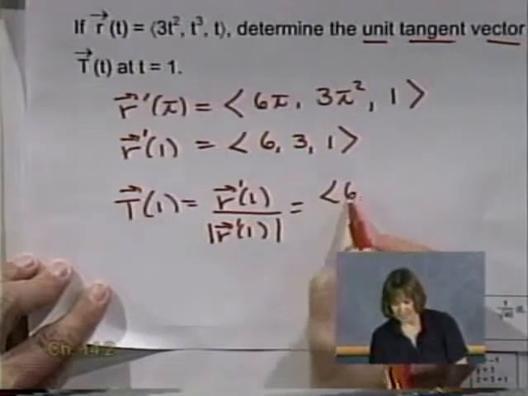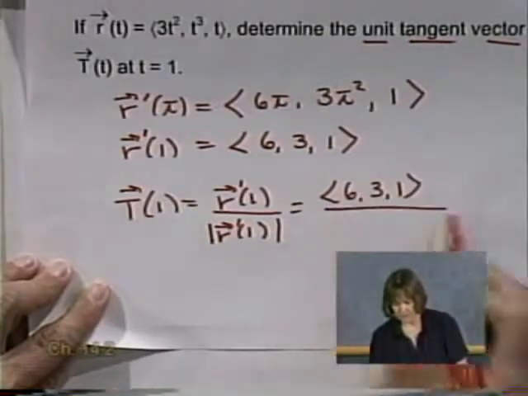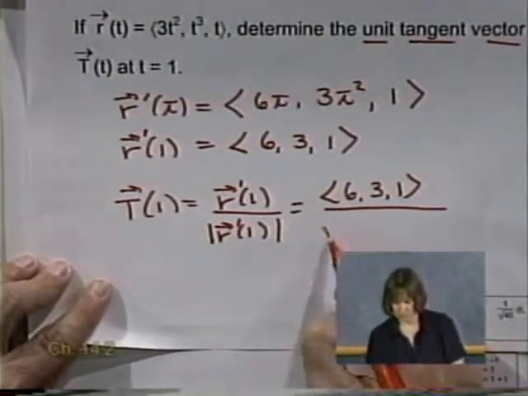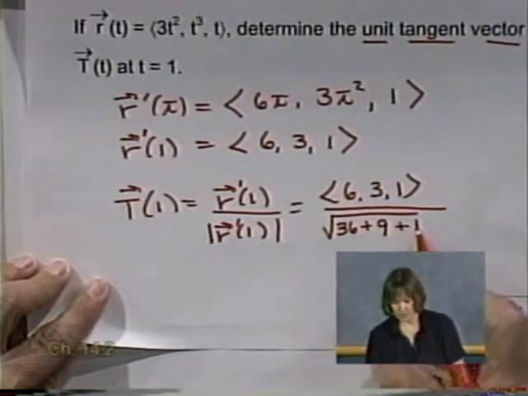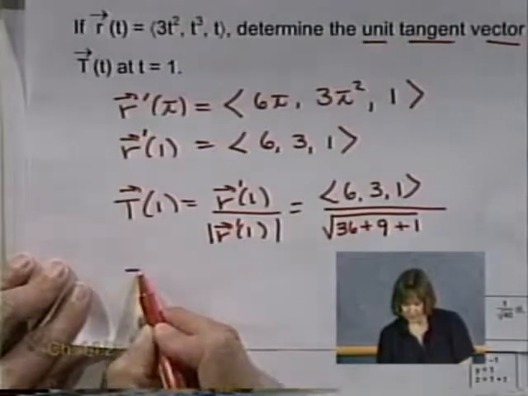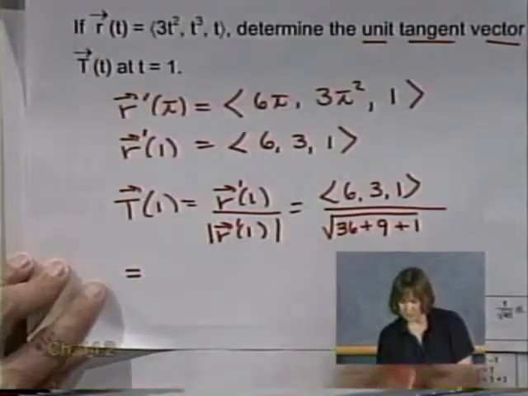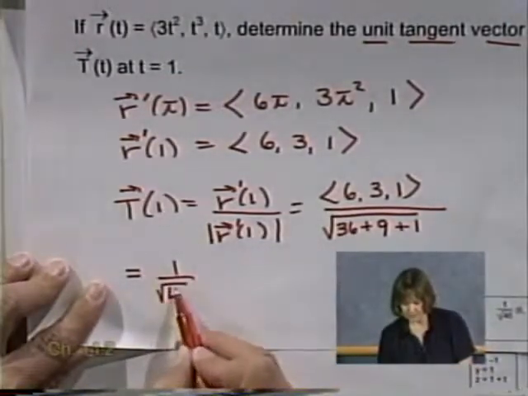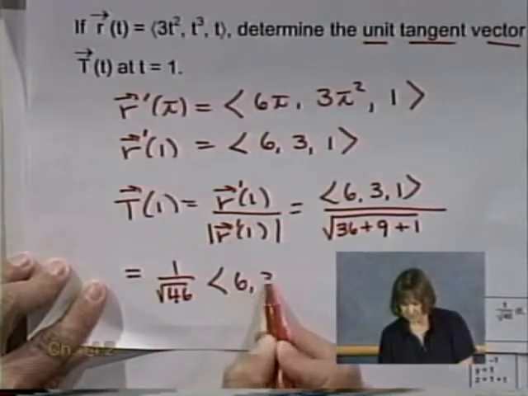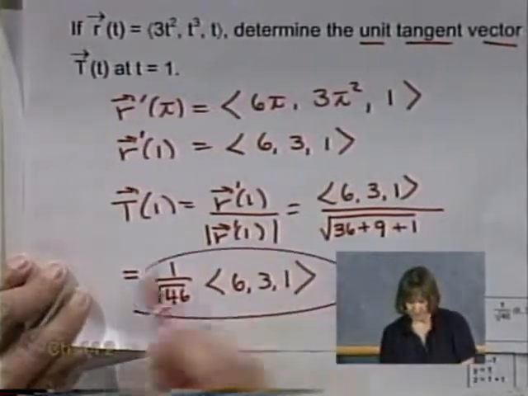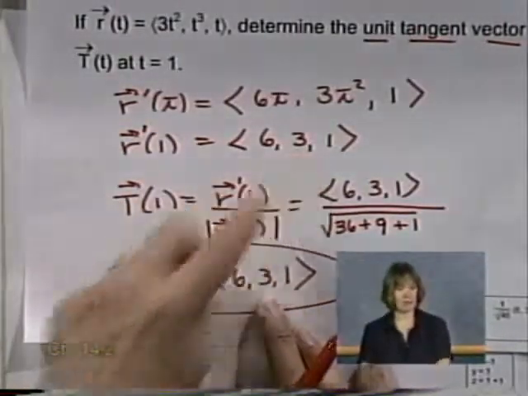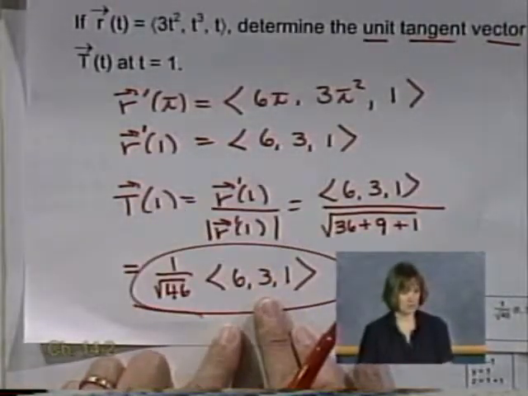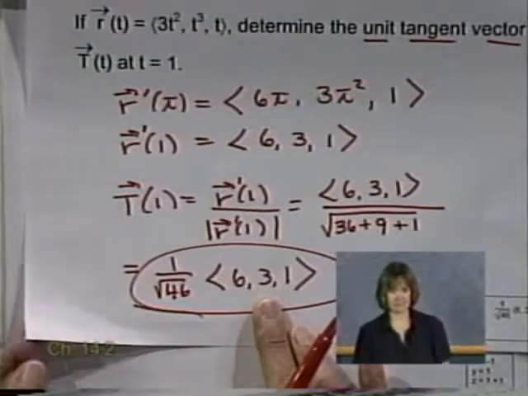So we've got to take 6, 3, 1 and divide it by square root of 36, which is 6 squared, plus 3 squared, which is 9, plus 1 squared, which is 1. That gives me 36 plus 10, so 1 over root 46 times the vector 6, 3, 1. And that's my answer. Notice this vector goes in the exact same direction as r prime, but it's of length 1.